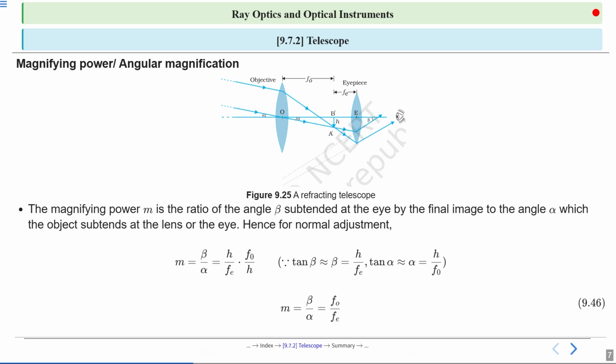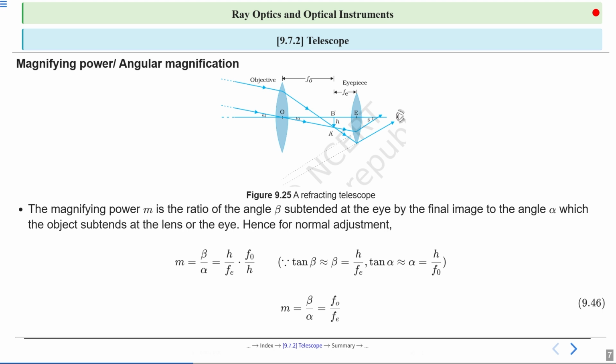Since angles beta and alpha are small angles, we use the approximation that tan theta is approximately equal to theta for small angle theta. Now put the values of beta and alpha in the expression, and magnifying power M finally came out to be F naught by Fe.